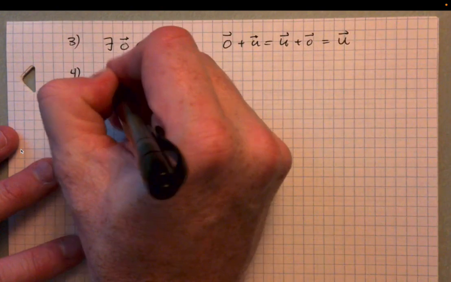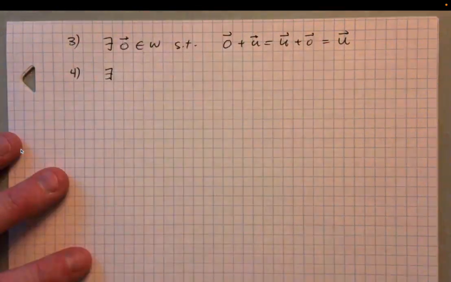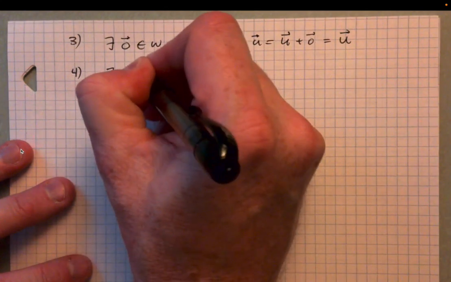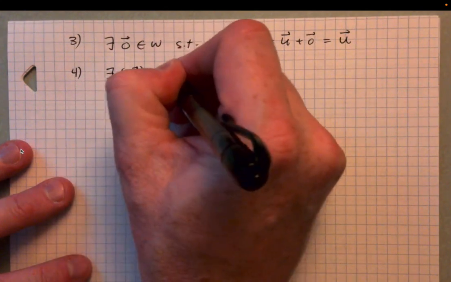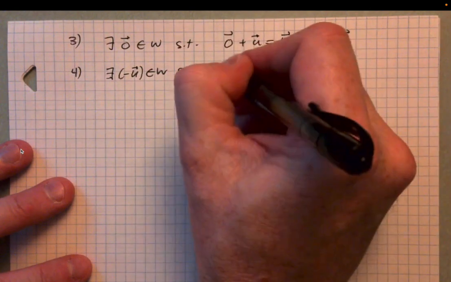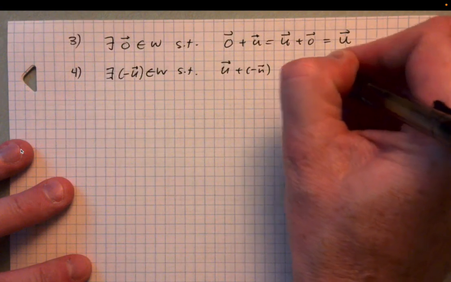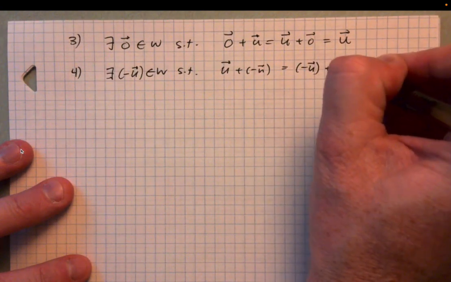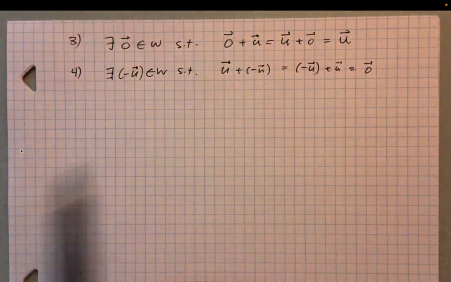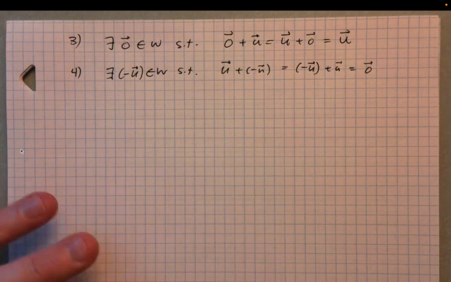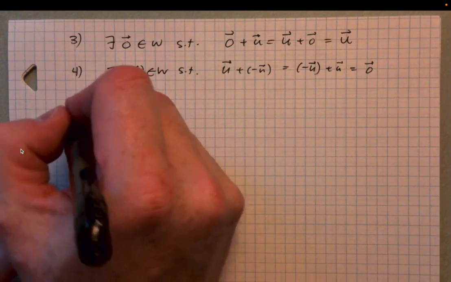The other one that we don't get for free, that we have to do a little work on, is the additive inverse. We need to show that there exists a negative u in W such that u plus negative u equals negative u plus u, which is 0. Just because u is in W, that doesn't necessarily mean that negative u is in W. We don't get that automatically. We have to show that that's true. So let's do these two. These are fun. We'll start with 3.